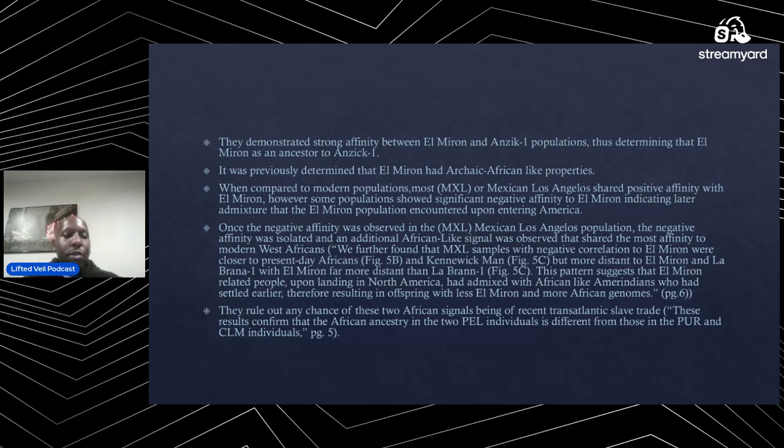And so they rule out any chance of these two African signals being of recent transatlantic slave trade. These results confirm that the African ancestry in the Peruvian Lima individuals is different from those in the Puerto Rican and Colombian individuals. All right, this part is significant because it's saying that this second signal is not related to the third signal that they are associating with the transatlantic slave trade. They're saying that the two signals are different. Okay.